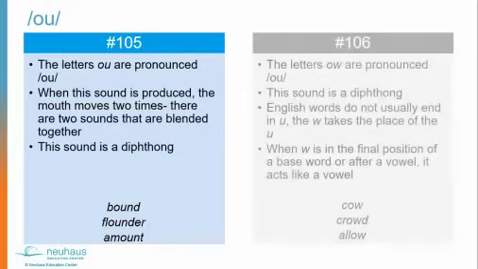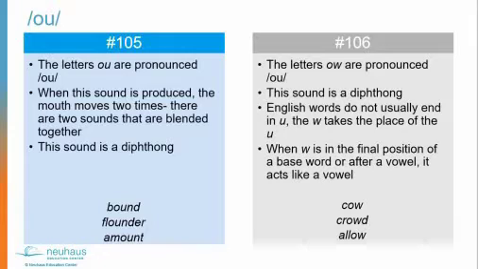In Concept 106, students learn that because English words do not usually end in the letter U, the letter W takes the place of the U. Therefore, when the W is in final position of a base word or after a vowel, it acts like a vowel. In words such as cow, crowd, and allow, the letters OW are pronounced ow.